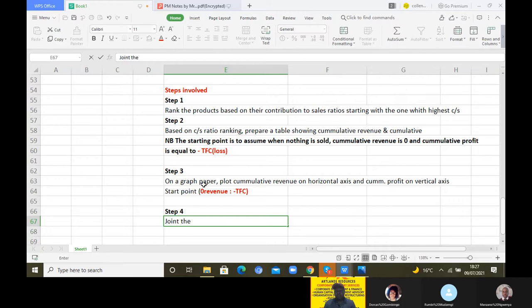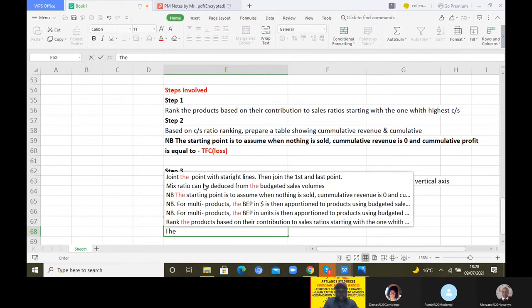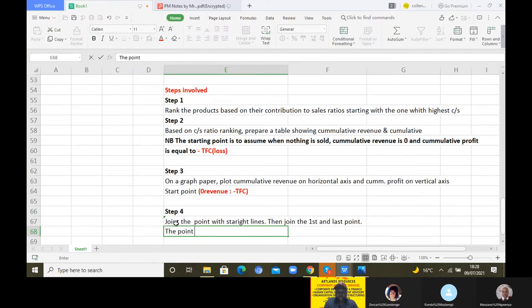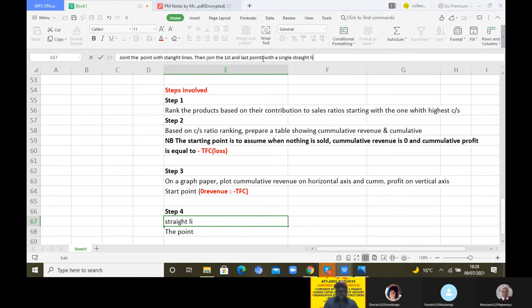You join the points with straight lines. So what do you do after joining the points with straight lines? And then join the first and last point with a single straight line.